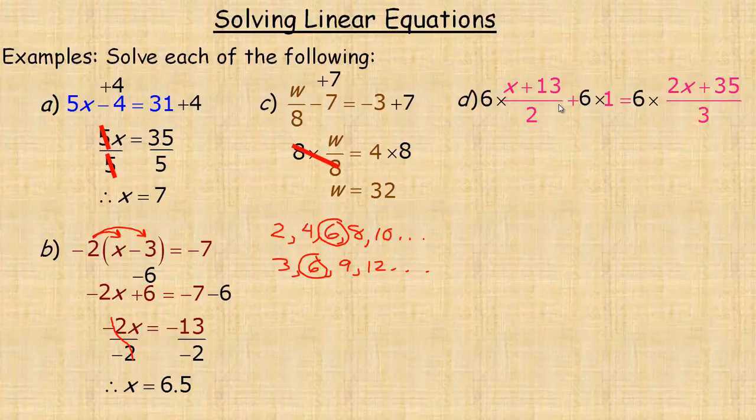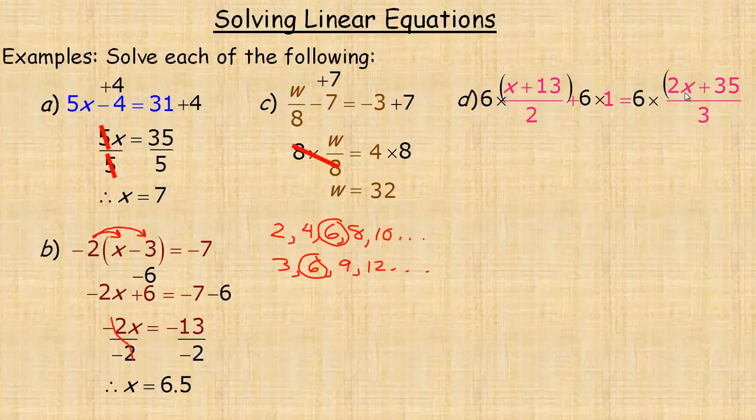Now, because this 6 is being multiplied by this whole thing here, it's a good idea to actually put brackets around that x plus 13 on top, because there's two different terms there. Because somebody might look and think that they only multiply the x by that number, but they multiply both terms.